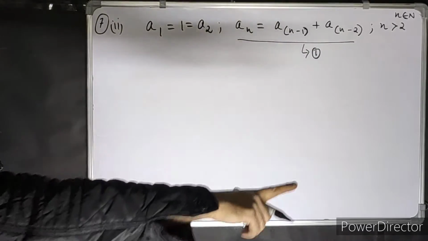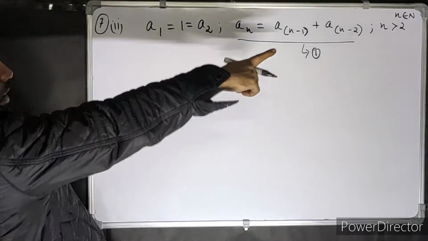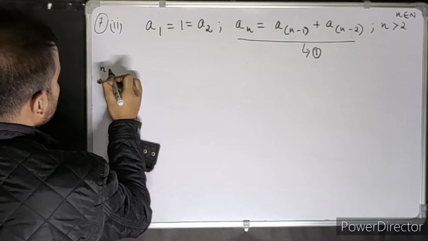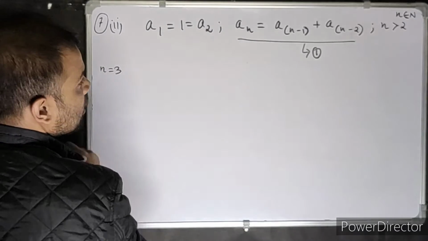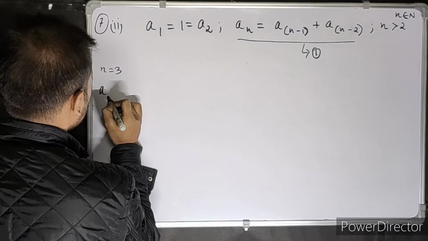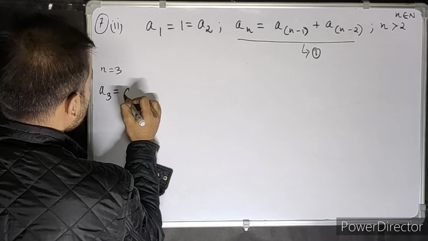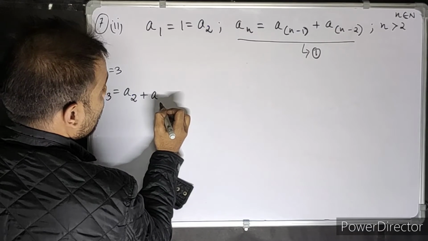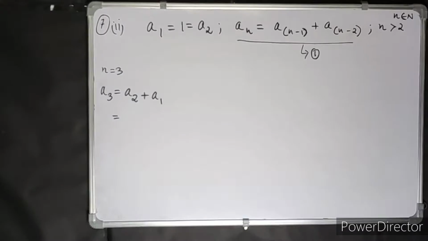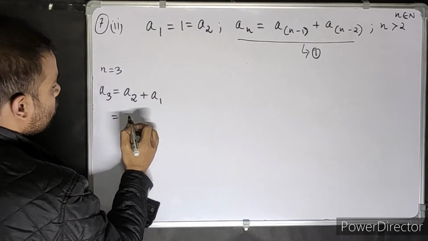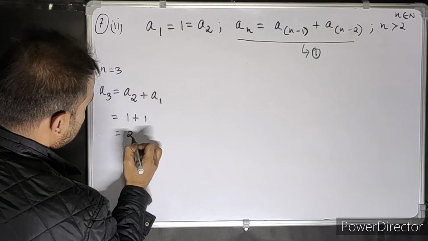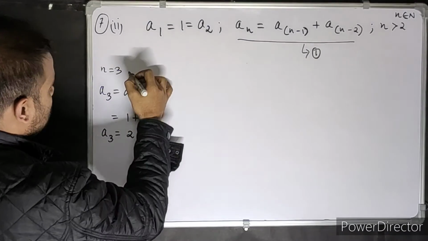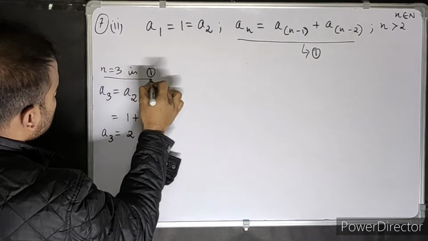n is greater than 2, right? Yes, n greater than 2. So start with n equals 3. What is that? A3 is equal to A2 plus A1. Both are 1s only. So 1 plus 1 is 2. So A3 is 2.